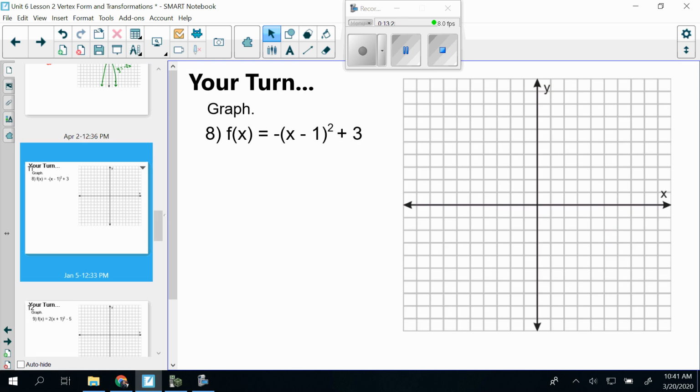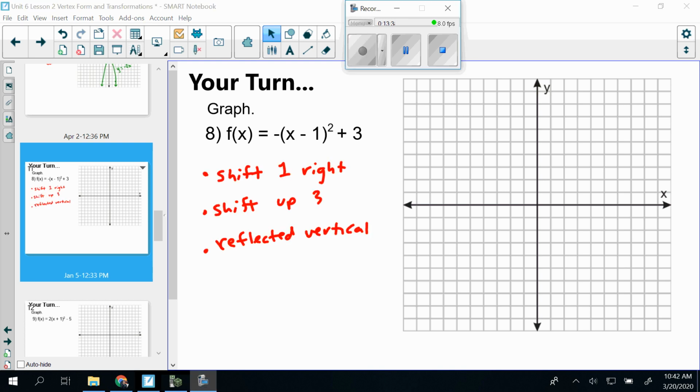All right, your turn here. See if you can, on this one, come up with the transformations that are happening. I'll give you a hint: there are 3 of them. See if you can find them. So pause the video and see if you can write them down. All right, let's see what you had. If you had that it was shifted to the right 1, up 3, and reflected vertically, you got it. Those were the things going on.